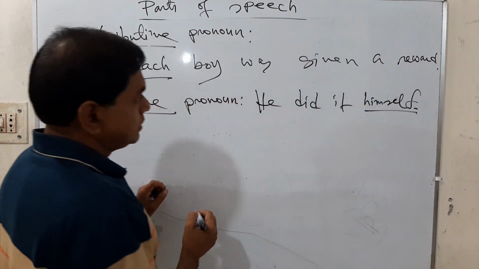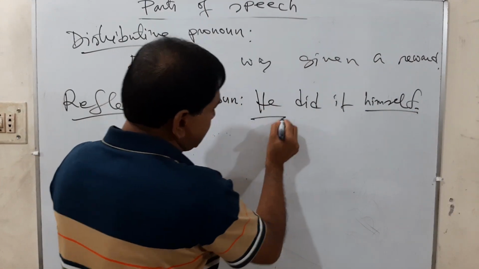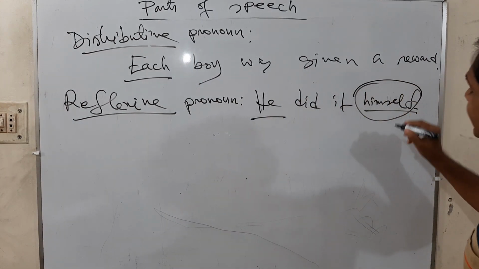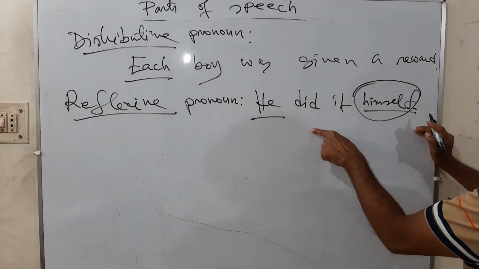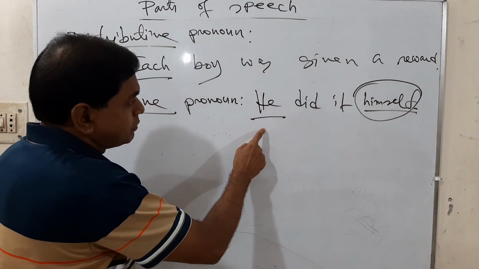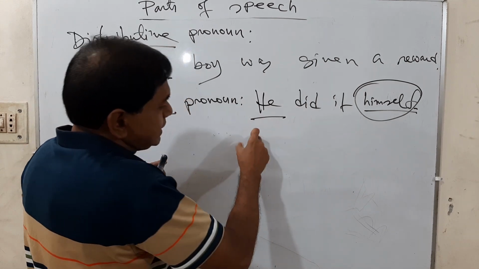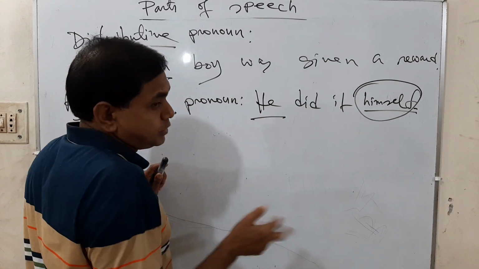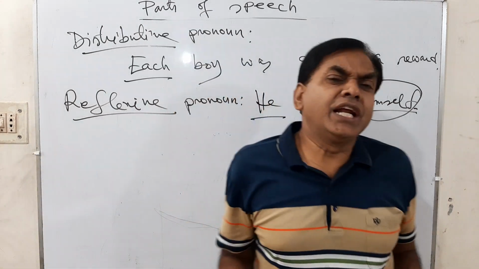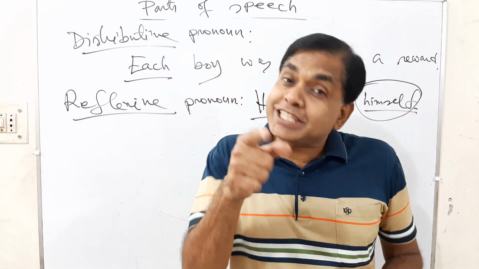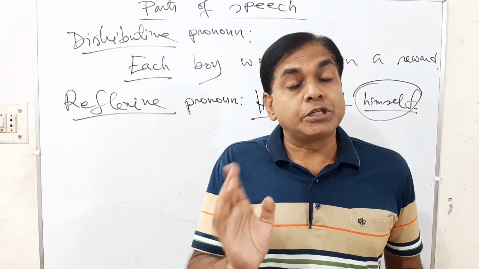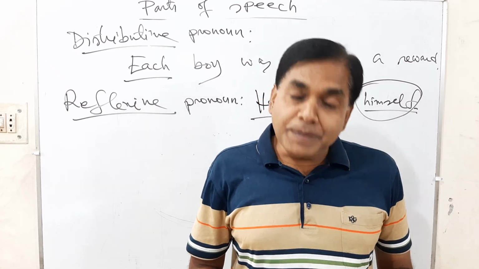So, look at it. He has done something, and this word himself praises the action of the person. That means the person who works is the sole authority to complete it, to finish it. Am I right? So, when the personal pronoun will take self or selves after it, we call it reflexive pronoun.